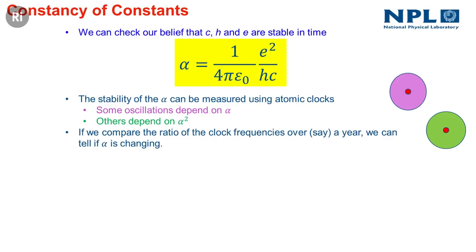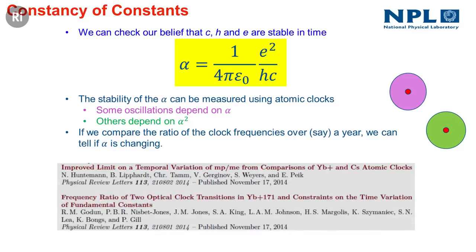This combination of constants here called alpha, which has got an e squared over hc, that's the charge on the electron squared divided by the Planck constant divided by the speed of light. That combination of constants affects the frequencies with which atoms jiggle. If you hit an atom, it jiggles. So let me hit one there. That's an atom wobbling. And some of these wobbles depend on alpha, and some depend on alpha squared. So you see that's wobbling much faster.